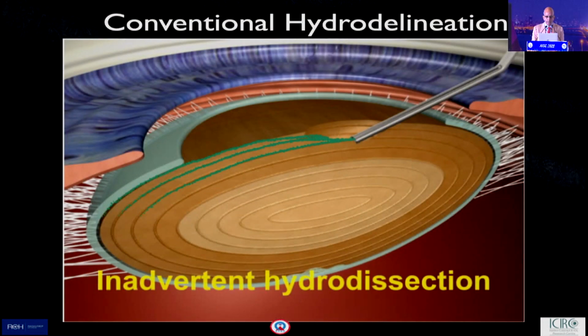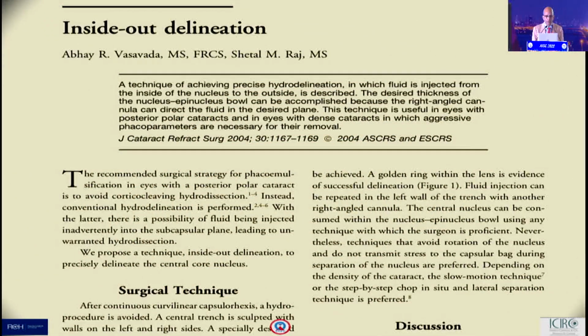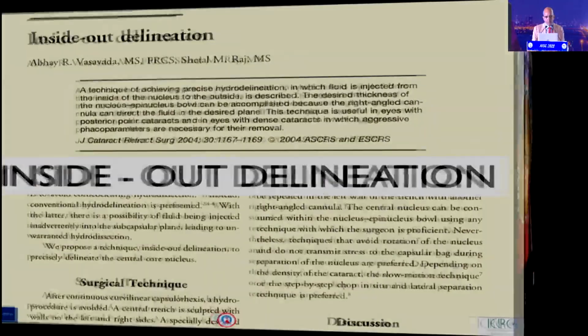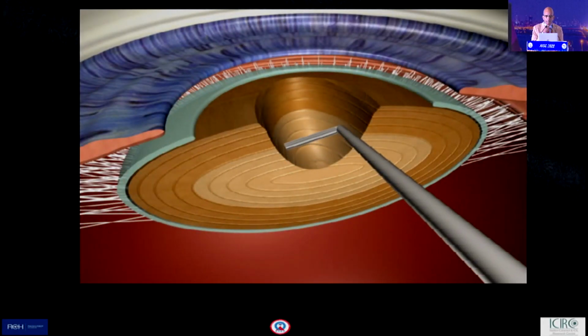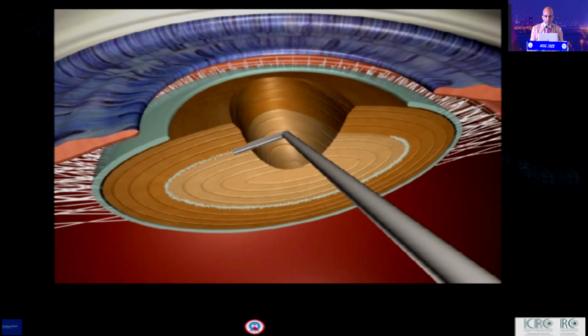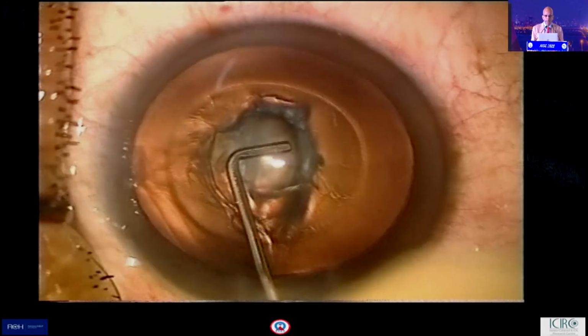But mind you, the conventional hydrodissection has served the purpose very well, but sometimes there can be inadvertent fluid seepage into the subcapsular plane, and therefore hydrorupture. So to make sure that doesn't happen, with the help of Dr. Shetal Raj and other colleagues, we developed a technique we named inside-out delineation, where the fluid is injected into the core of the lens material, and therefore chances of subcapsular hydrorupture will be less.